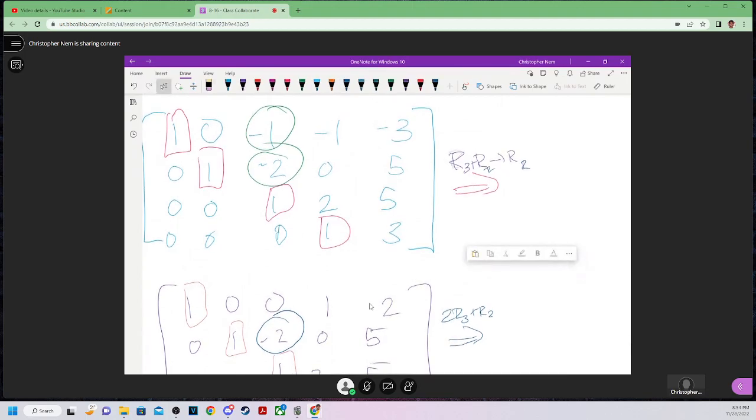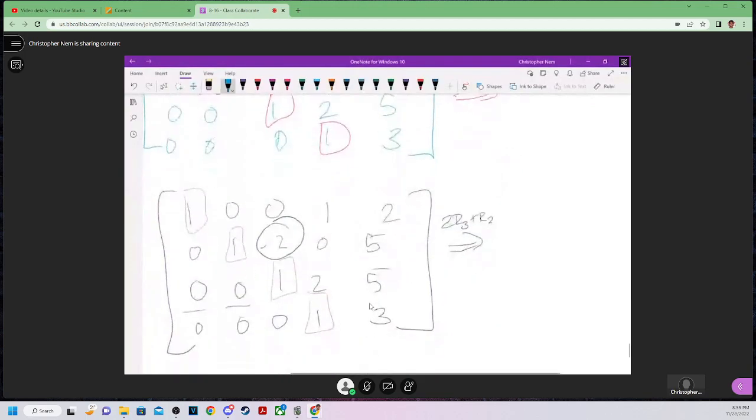Wait, did I do that wrong? No, that was right. This was right over here, so I apologize. But this right here is row 2. So I'm going to send it to row 2.